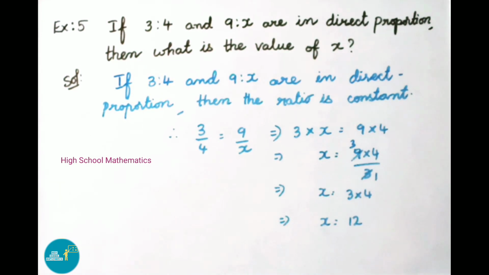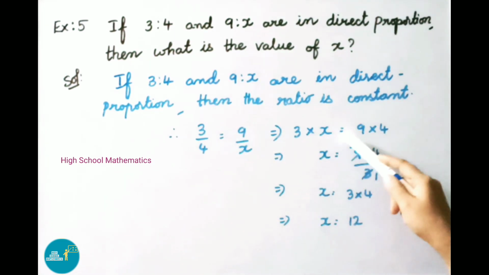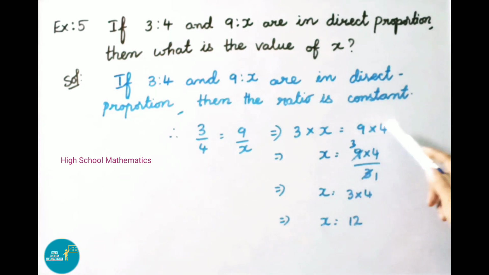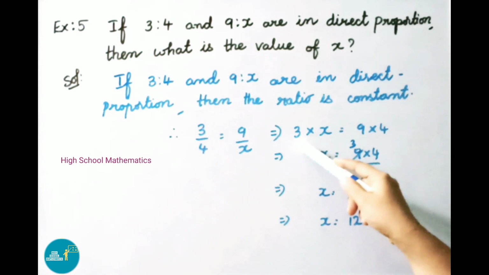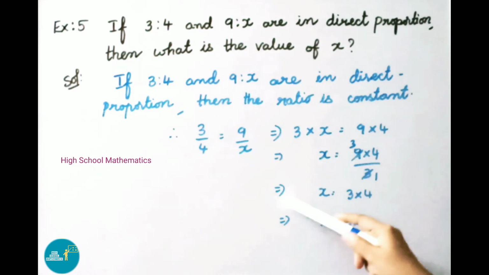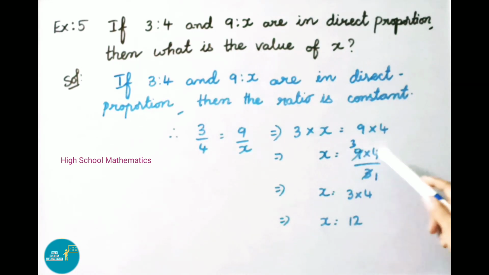Now we are going to do cross multiplication, that is 3 into x is equal to 9 into 4. That implies x equal to 9 into 4 by 3. Here 3 is multiplying, on transposing it becomes divided by. 3 table, 3 ones are 3, 3 threes are 9. That implies x equal to, multiply numerators 3 into 4. That implies x equal to 3 fours are 12. Therefore, the value of x is 12.